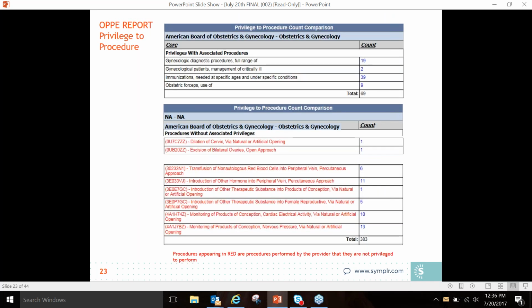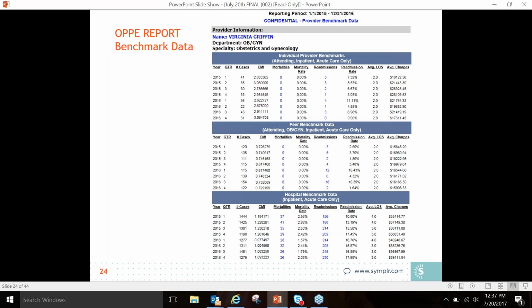The next area that we include is a privilege to procedure report within this OPPE. It's an embedded report. And this helps you understand her privileges and how many she's performed of that privilege, because again, our privilege and content library will tie those codes to this. The red area just shows you privileges that she's currently performing that she's not privileged to do. So that's certainly a red flag. We make that red. Might be a coding error again. It might not be accurate, but we need to look at it because apparently we billed for something that she's not privileged to do.